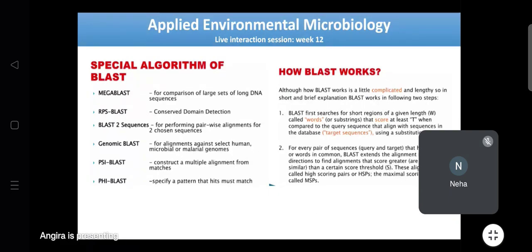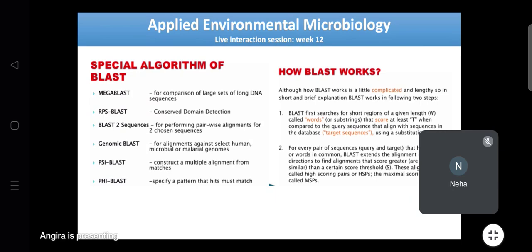Then what does BLAST do? It extends the alignment in both directions to find alignments that score greater than a certain score threshold, that is S. These alignments are then called high scoring pairs, or HSPs. All of this is not much required; this is basically how the algorithm works. If required, you can look it up on YouTube, where videos will show you how the scoring mechanism works. But this is not much important for understanding.